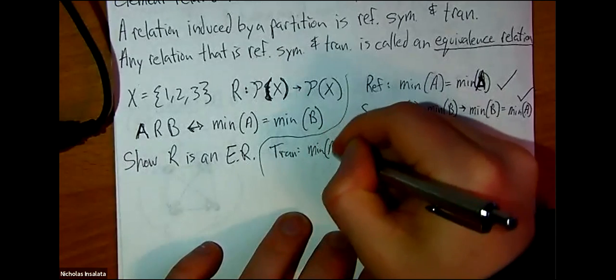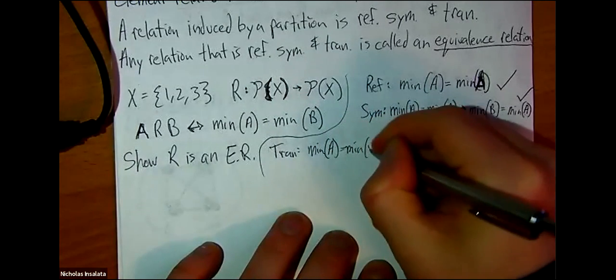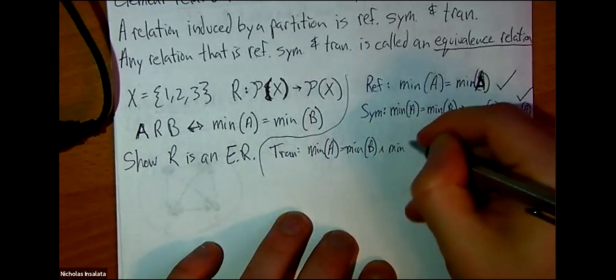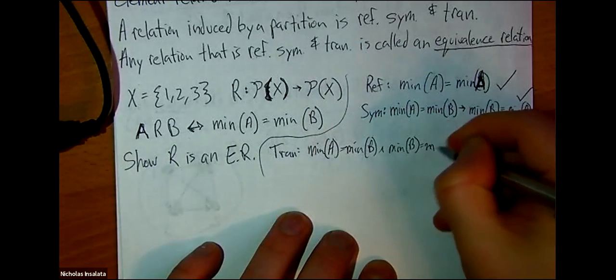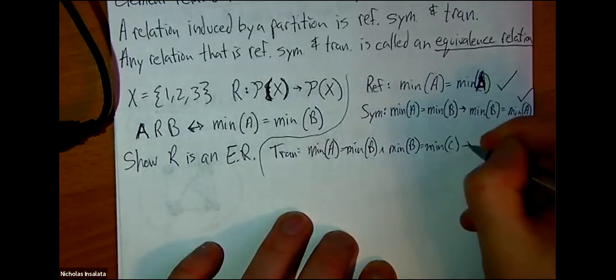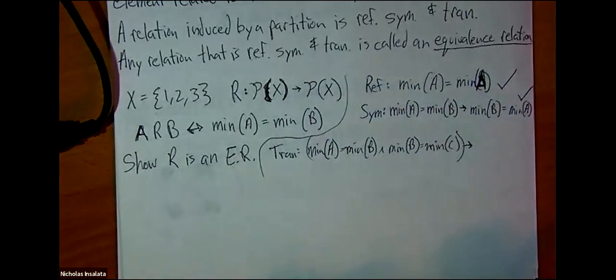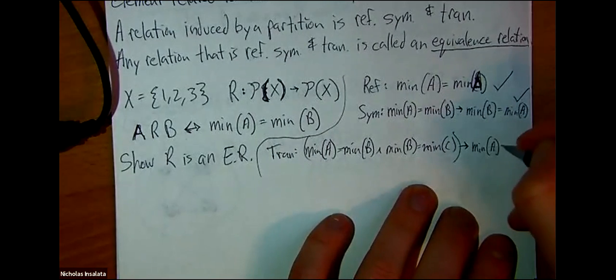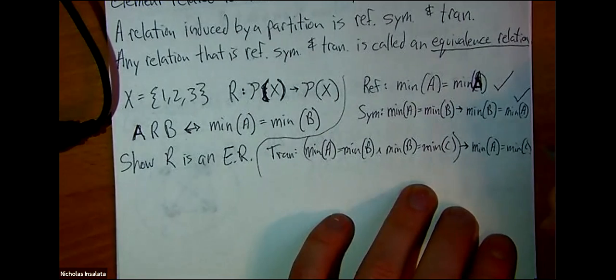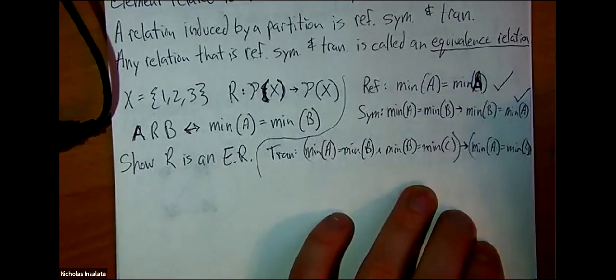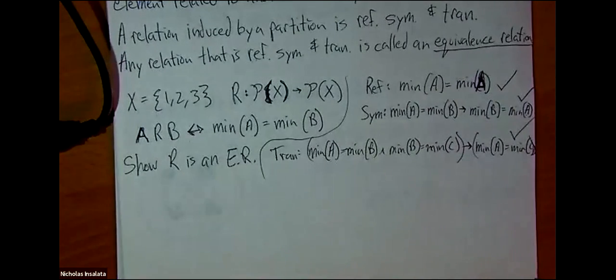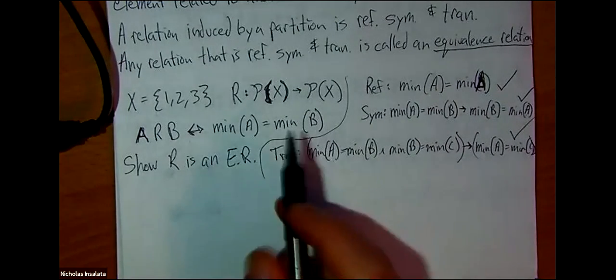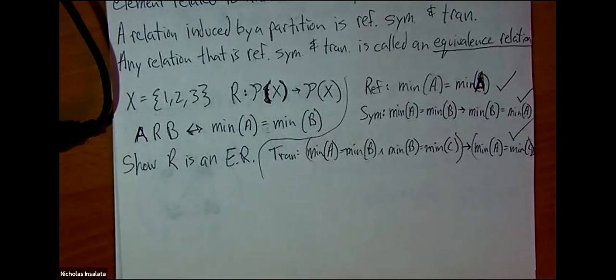If min A equals min B and min B equals min C, then min A equals min C because, again, they're just the same number. That's exactly right, Sean. Perfect. Cool. So that is an equivalence relation because it's an equality-based relation. Awesome. Okay, quick little example. Let's move it along.